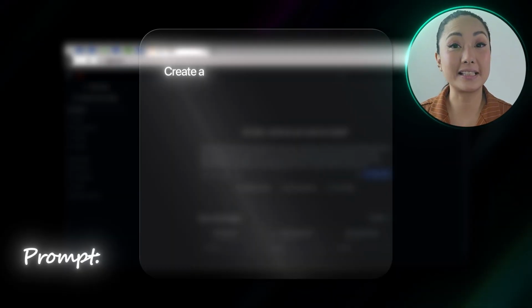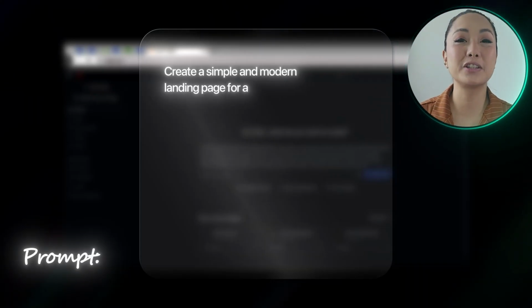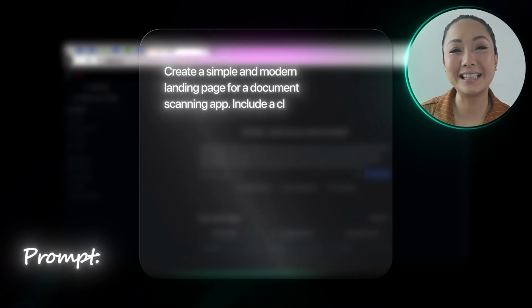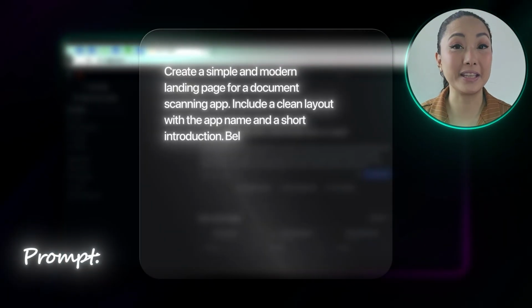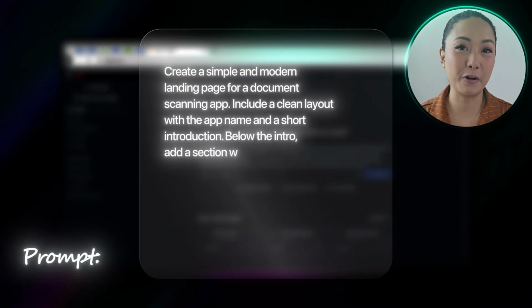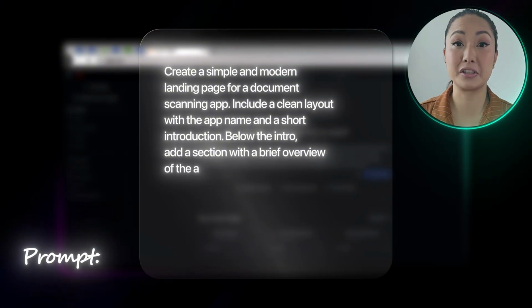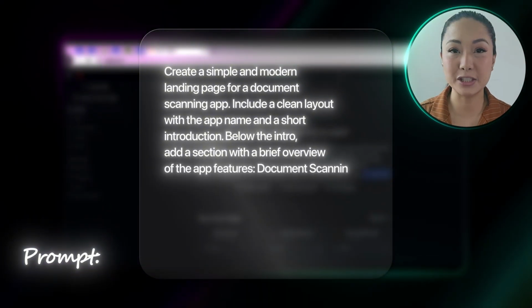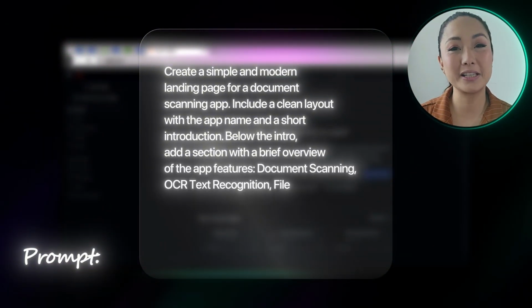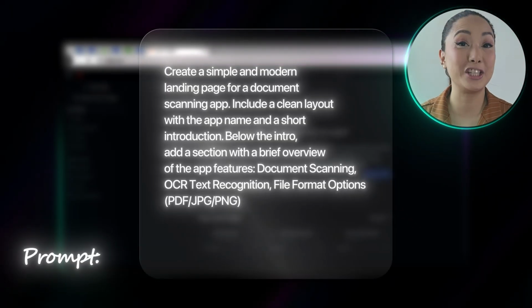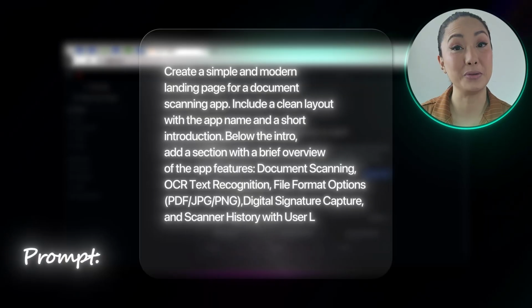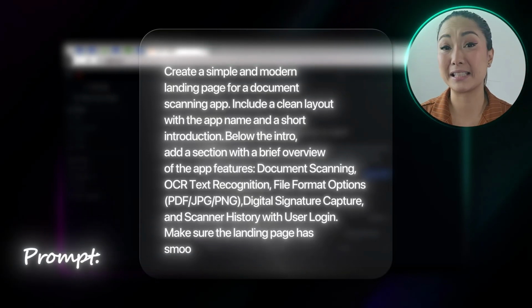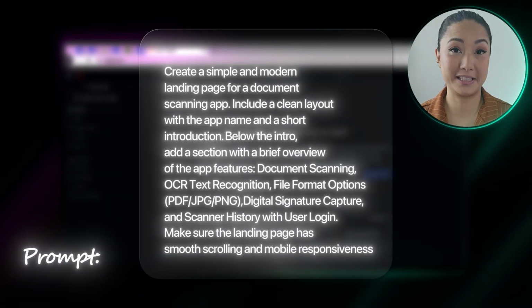I'll tell Replit exactly what we need. Create a simple and modern landing page for a document scanning app. Include a clean layout with the app name and a short introduction. Below the intro, add a section with a brief overview of the app features, such as document scanning, OCR text recognition, file format options such as PDF, PNG, and JPEG, digital signature capture, and scanner history with user login. Make sure the landing page has smooth scrolling and is mobile responsive.